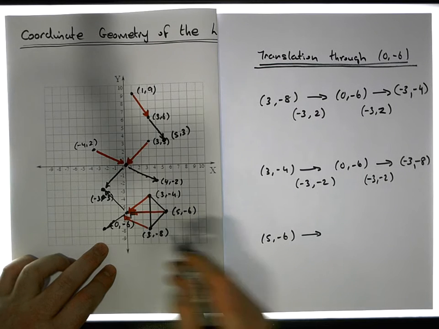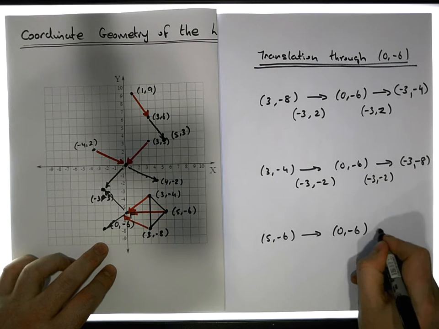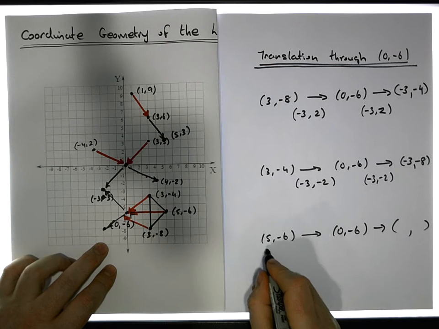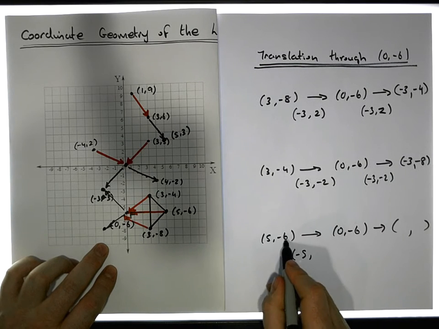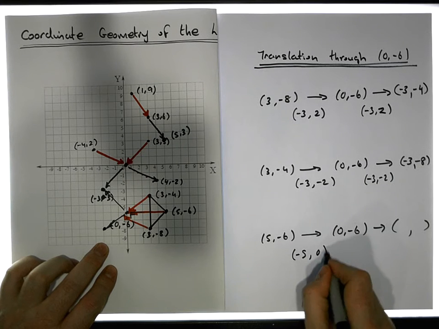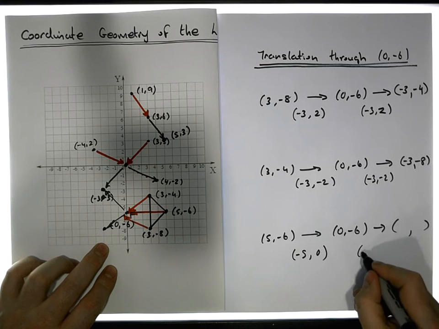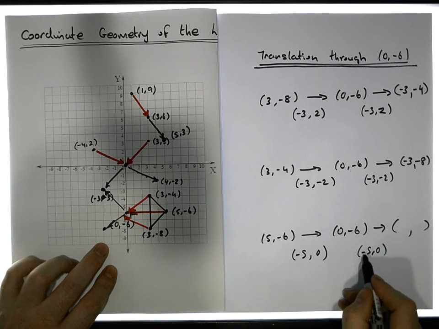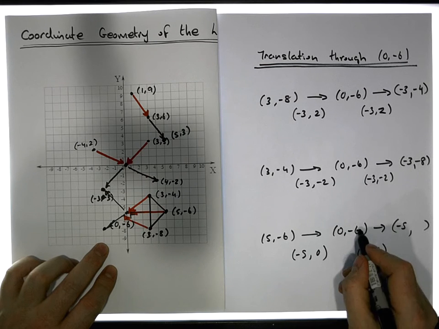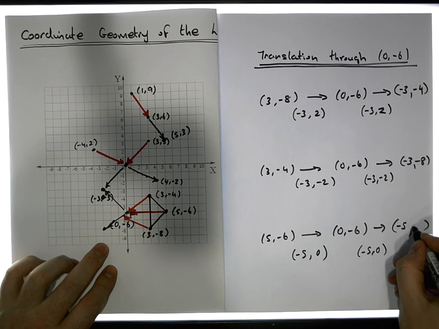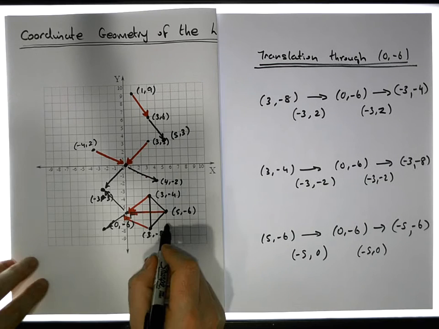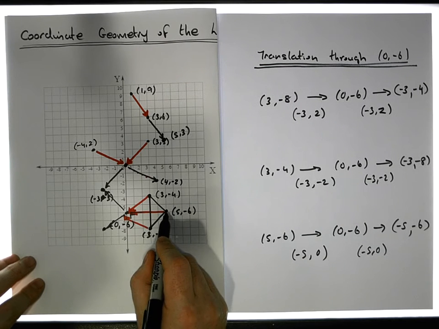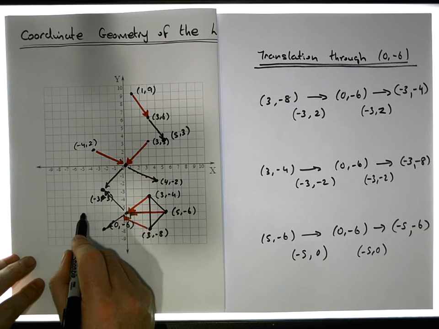And then finally we have, well, where does (5, -6) go when we translate through (0, -6)? What do we add on to 5 to get to 0? We add on -5. What do we add on to -6 to get to -6? We add on 0. So this is the translation. 0 plus -5 gives us -5. -6 plus 0 gives us -6. So (5, -6) is taken to (-5, -6). Well, (-5, -6) is over here.